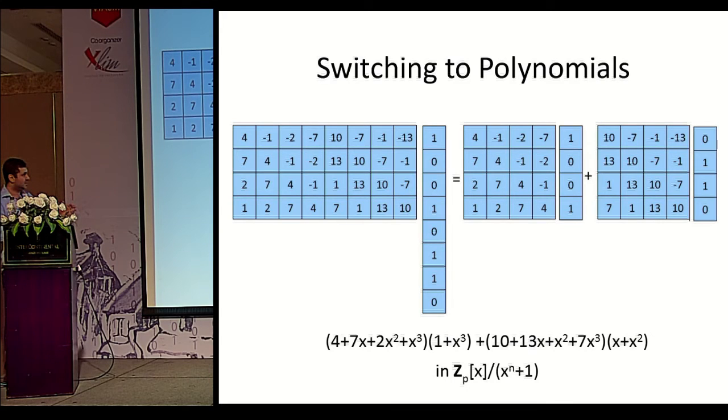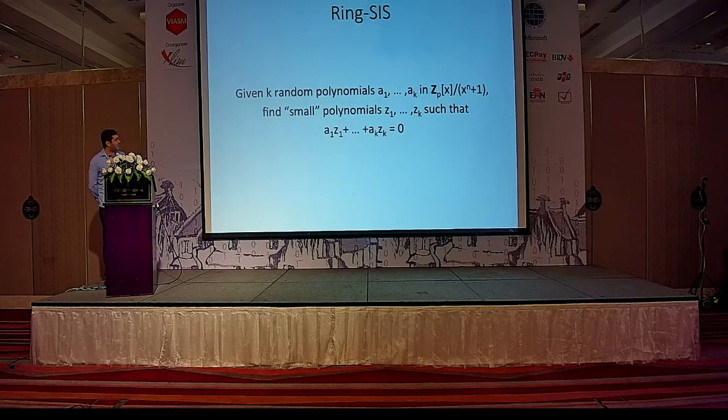Basically, what we had before, this matrix vector multiplication, is really polynomial multiplication and addition. So this part times this part is a multiplication, and this part and this part is another multiplication, and then you add them together. This is what we've been working with, and so you can define the ring CIS problem. That problem is: given k random polynomials in some ring, let's say we use x to the n plus 1 as our f(x), which is a popular ring to use. That doesn't matter for this talk.